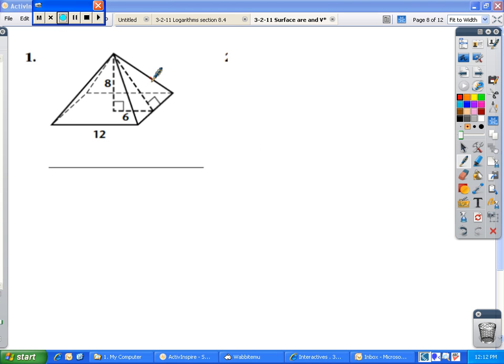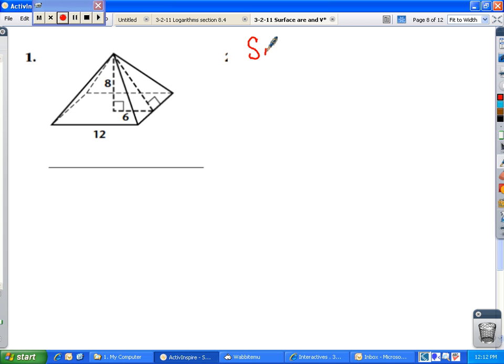All right, so for this pyramid, we are going to find the surface area. To find the surface area of the pyramid, we have to find the surface area first of all of the lateral faces, which is capital L. Then we're going to add to it the area of one base, because a pyramid only has one base. Okay? So let's start with the base, because that's probably the easiest thing to find.